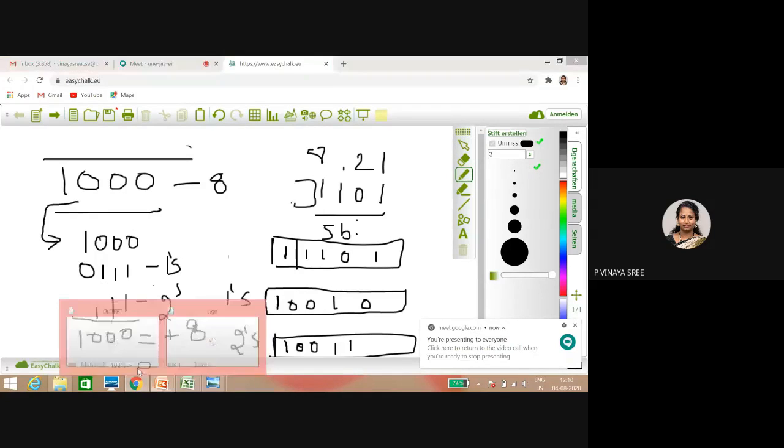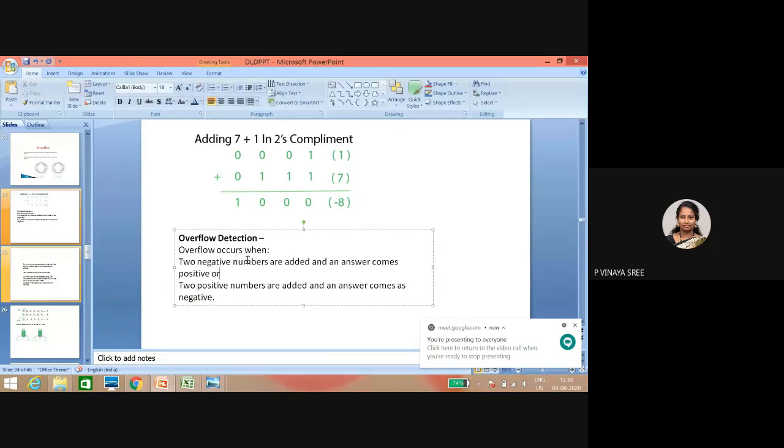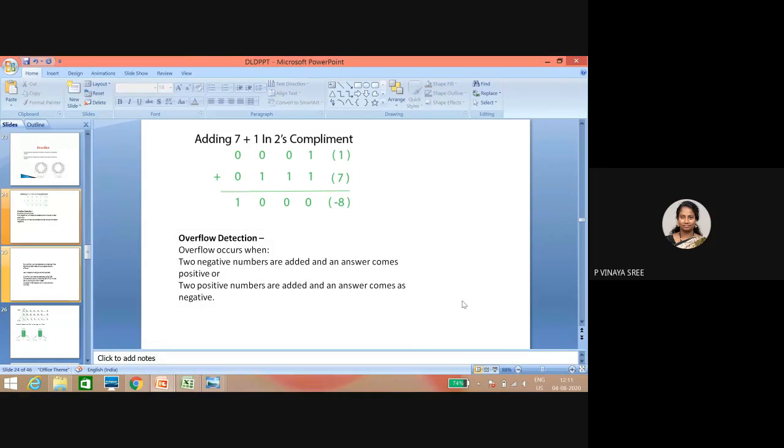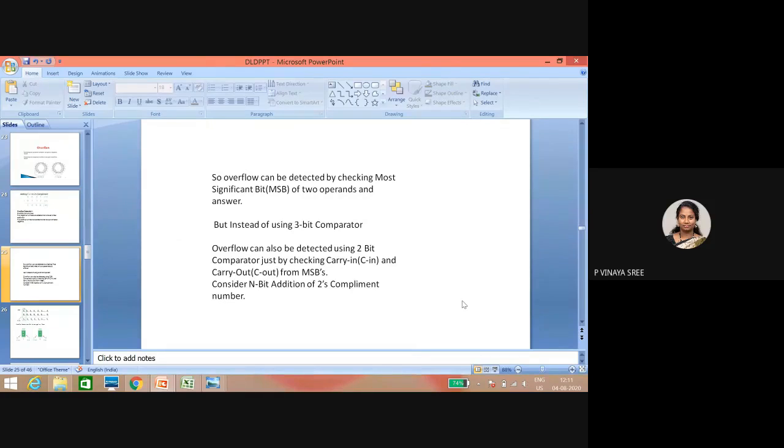Overflow detection. When two negative numbers are added and the answer we are getting is positive, and when two positive numbers are added and the answer we are getting is negative, then we need to consider it as an overflow. Okay, so try to concentrate here. So overflow can be detected by checking.